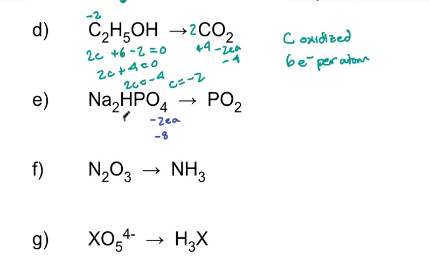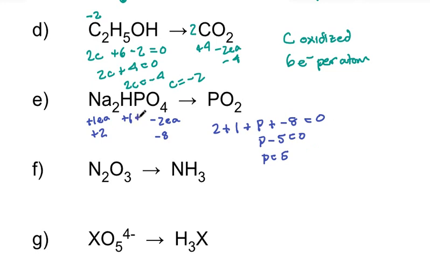This hydrogen is +1, and the sodiums are +1 each, total of +2. And then we have our 1 phosphorus. So I'll do an equation for this again. We have 2 from the sodium, plus another 1 from the hydrogen, plus whatever phosphorus is, plus -8, and all that adds up to 0. 3 minus 8 is -5. P minus 5 equals 0. Phosphorus is 5. That was kind of a clumsy equation, and there's a couple of things I could have done differently, but it'll be all right. The phosphorus oxidation state is 5.